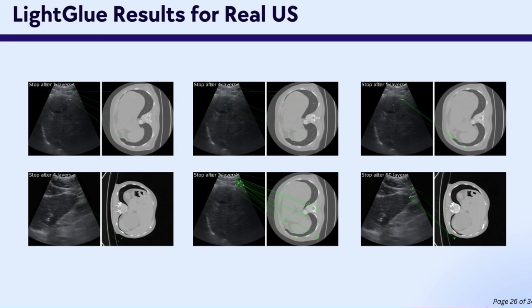Next is the results section. We trained the LightGlue model using paired real ultrasound and corresponding CT images. However, interpreting real ultrasound images and identifying matching points in CT scans is challenging. We annotated matching points for about 20 image pairs and used them for training. Unfortunately, the limited number of matching points in the datasets led to suboptimal results during testing. This figure shows qualitative results for 6 ultrasound CT image pairs. As you can see, the number of matching points is significantly low, highlighting the limitations of our dataset.